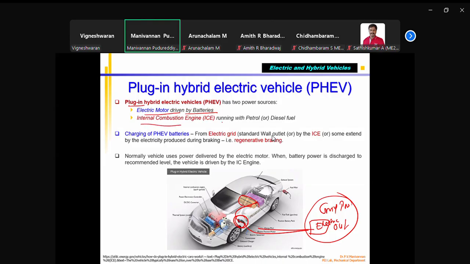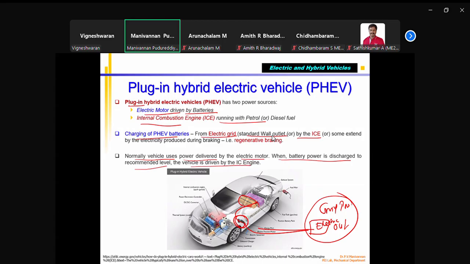Internal combustion engine running with petrol or diesel fuel. Charging the PHEV battery from the electric grid or standard wall outlet or by the IC engine, because I told you when no electrical grid is available to charge your vehicle, in between your battery power is reduced, the SOC, state of charge, is reduced considerably, and the engine will kick in and start charging the battery. Normally, the vehicle uses power from the electric motor. When the battery power is discharged, it is recommended. It is driven by the IC engine also sometimes.